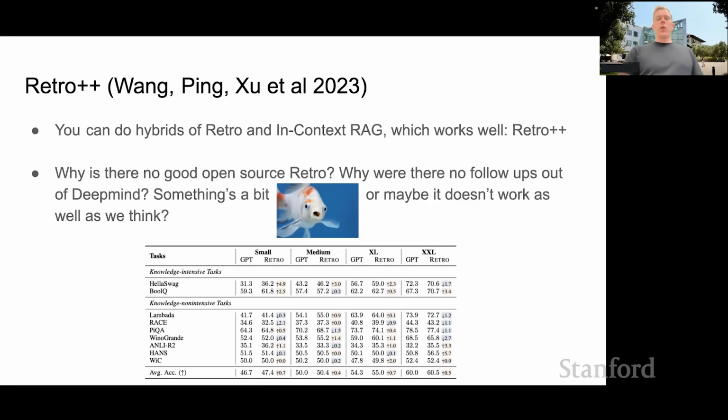So the only way to get it to work is if you do this in-context RAG on top of the Retro thing. And then as you can see here in the results, it actually gives you a gain over the pure GPT model, right? So it starts from a GPT and then they kind of retrofit, as they call it, the GPT model.